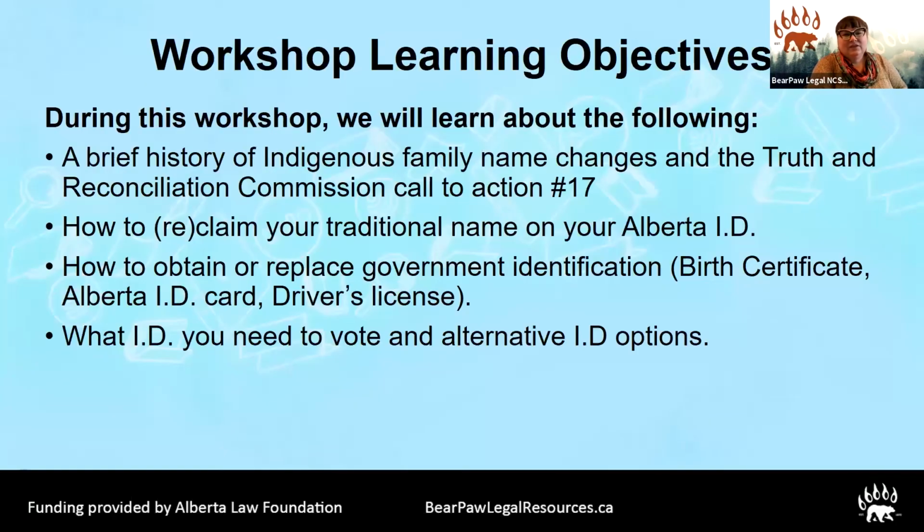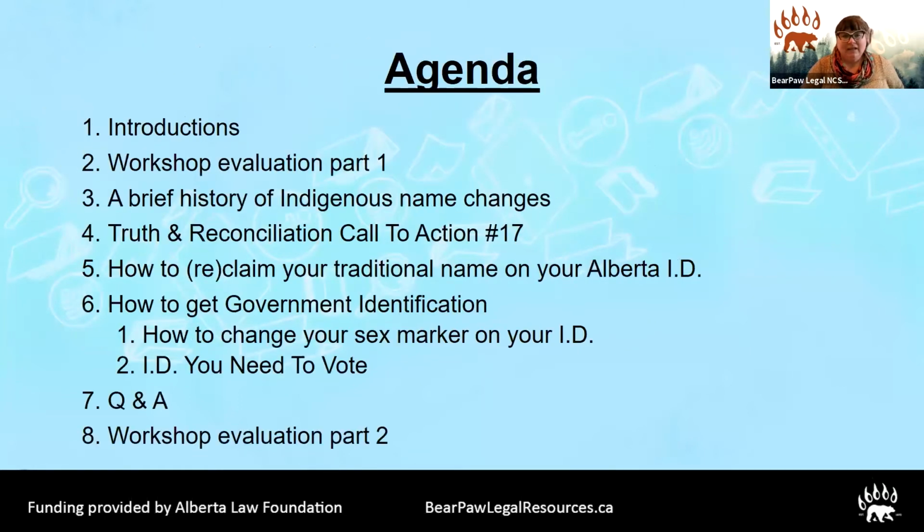Today's topic is going to be on getting government identification. During this workshop, we are going to learn about a brief history of Indigenous family name changes and the Truth and Reconciliation Commission call to action number 17, how to reclaim your traditional name on your Alberta ID, how to obtain or replace government identification, such as your birth certificate, Alberta ID card, and the driver's license, and what ID you need to vote, as well as alternative ID options. And just a brief agenda, as you can see.